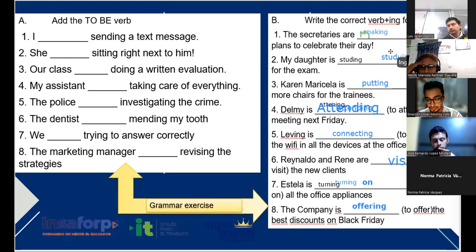¿Y cómo se pronuncia, teacher? Así, studying. Studying. Un poquitito más larga la I. No es jing, es studying.